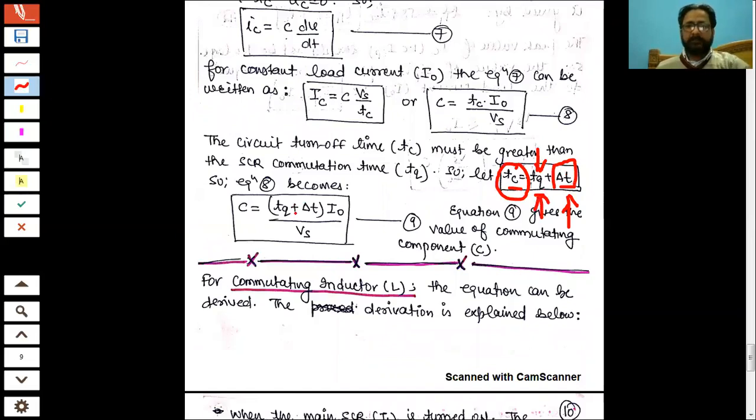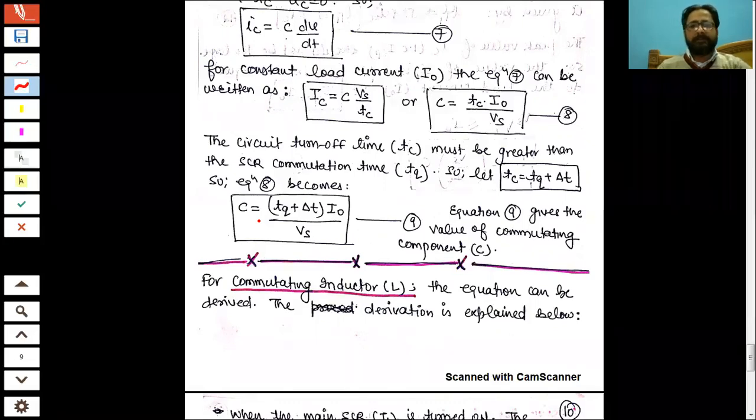By putting Tc is equal to TQ plus delta T in this equation, you have C is equal to (TQ plus delta T) times I naught divided by Vs. This equation number 9 gives the value of capacitance. That means the value of the capacitor used in the commutating circuit as a commutating element depends upon the SCR commutation time, delta T, I naught, the load current, and the supply voltage Vs.